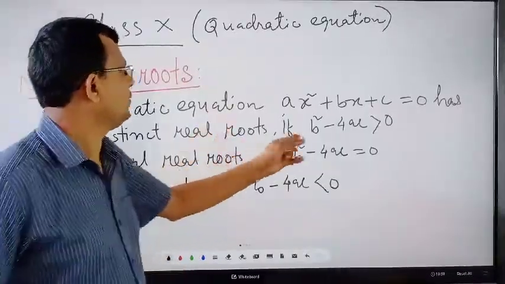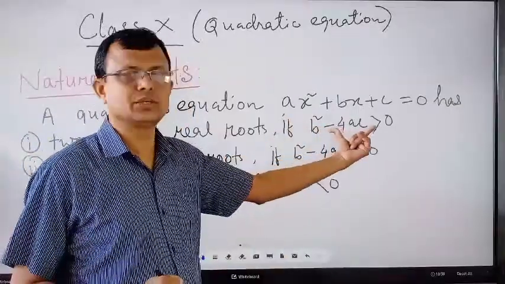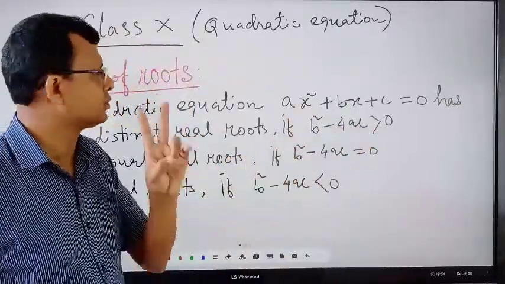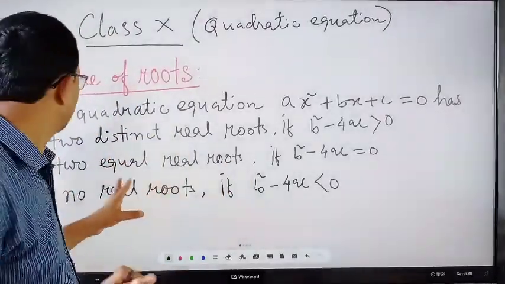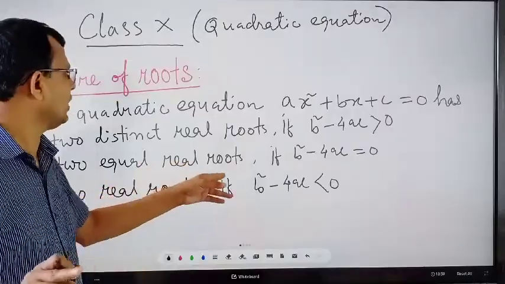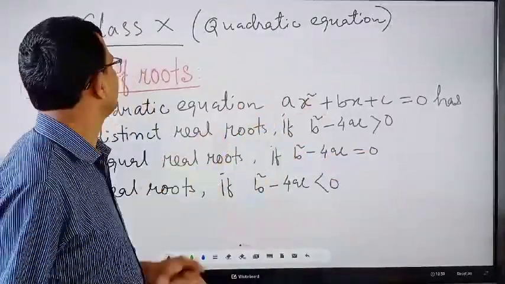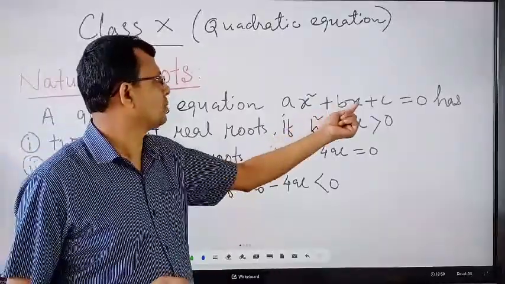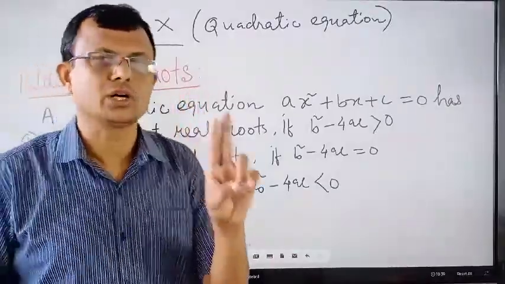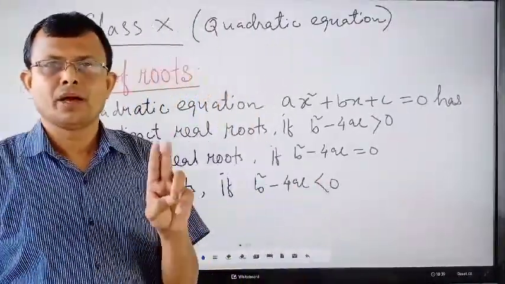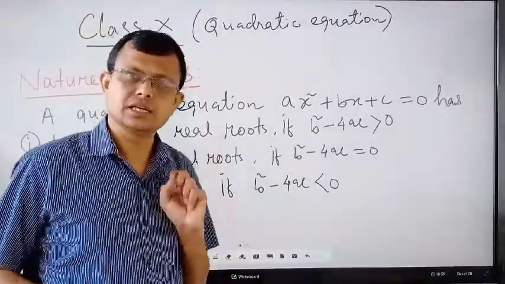If b square minus 4ac is greater than 0, then the two roots, these two solutions, are real and different. And the second case, two equal real roots: if b square minus 4ac is equal to 0, then the two solutions or two roots are equal and real.